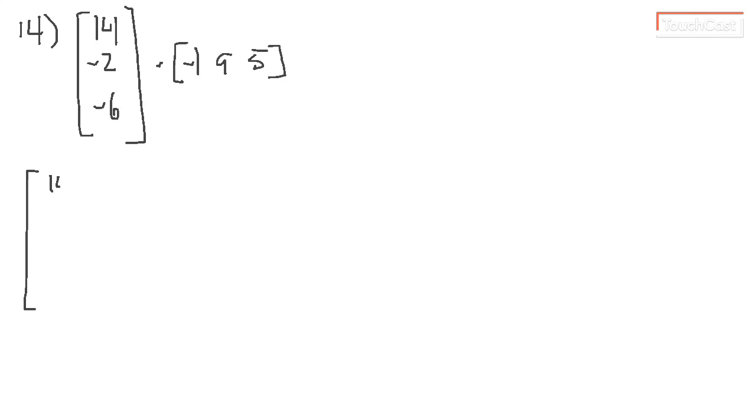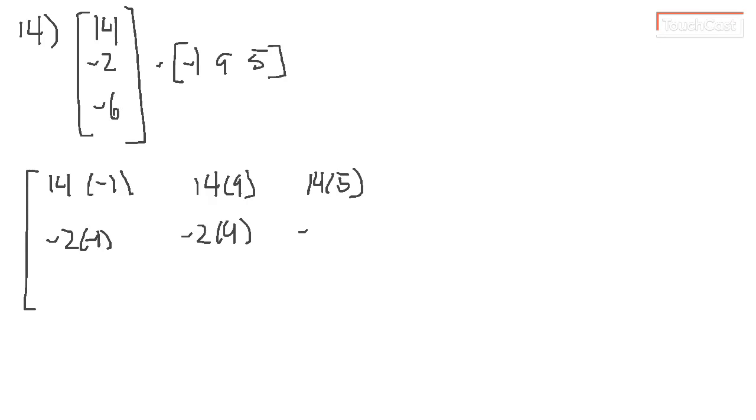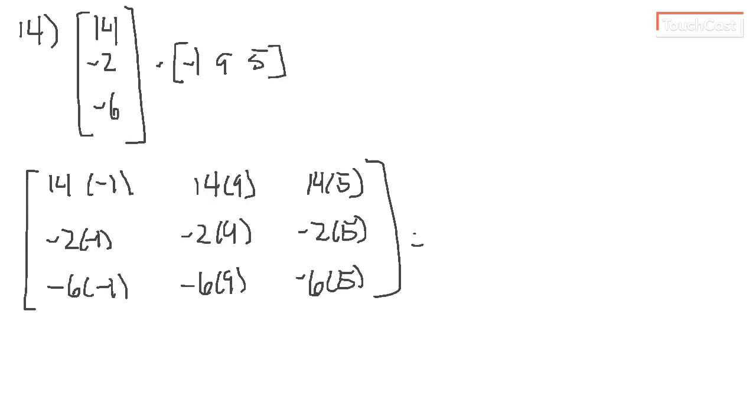So we're going to have 14 times negative 1, 14 times 9. In this case, we're not adding because there's not multiple parts in the row or column. And then 14 times 5. Our second row is going to be negative 2 times negative 1, negative 2 times 9, and negative 2 times 5. And then our last row will be negative 6 times negative 1, negative 6 times 9, and negative 6 times 5. So we just have to do the multiplication this time.